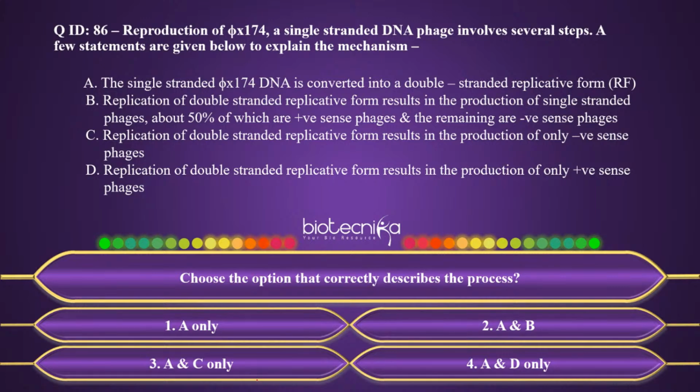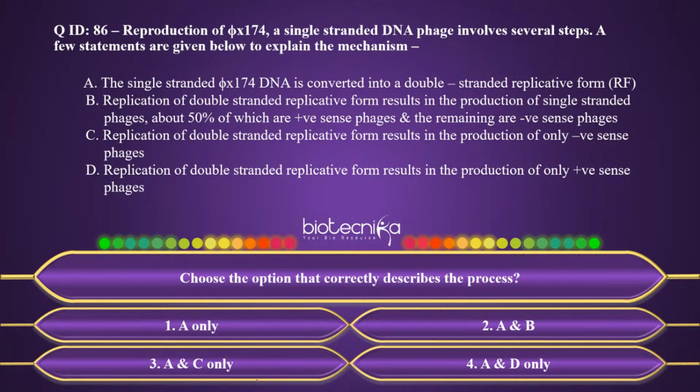So the first statement says that the single-stranded Phi X174 DNA is converted into a double-stranded replicative form, RF. Second, it says the replication of the double-stranded replicative form results in the production of single-stranded phages, about 50% of which are positive sense phages and the remaining are negative sense phages. Third, replication of the double-stranded replicative form results in the production of only negative sense phages, and option D says that replication of the double-stranded replicative form results in the production of only positive sense phages.